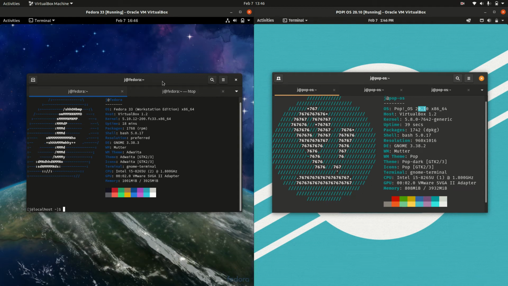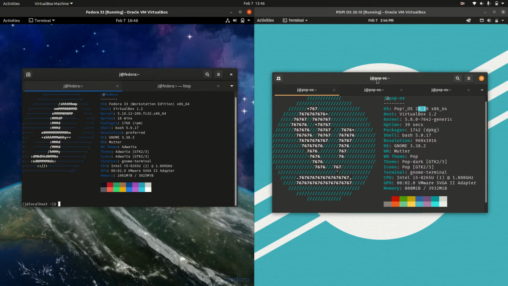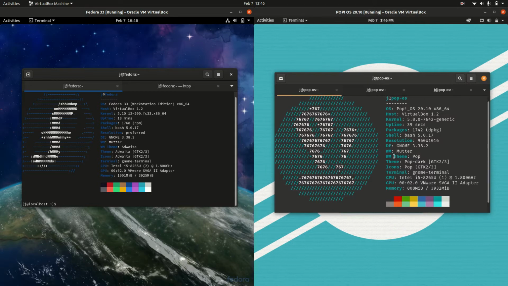Good day, YouTube. This is a comparison video between Fedora 33 on the left and PopOS 20.10 on the right. So grab your stein of coffee and let's get started.